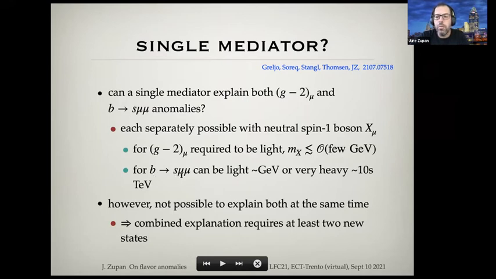For B to S mu plus mu minus, I didn't stress this, but it is also possible to explain it with a sort of light, GeV-ish gauge boson, or if it's very heavy, which is what I was mostly talking about. However, even though these are kind of close, the solutions don't coincide, as you will see. So it's not possible to explain both G-2 of the muon and B to S mu plus mu minus at the same time with this spin 1 gauge boson.